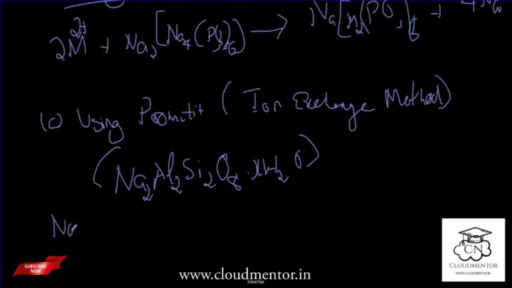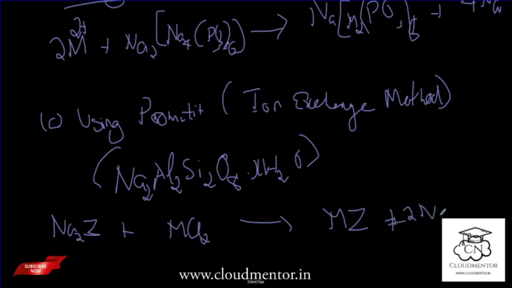I can show the general formula of sodium zeolite as Na2Z. Na2Z plus MCl2, a chloride, gives MZ plus 2NaCl. So in this process, the zeolite gets exhausted because of its conversion into calcium and magnesium salts, and when 10% NaCl solution is percolated through it, the exhausted resin gets regenerated.